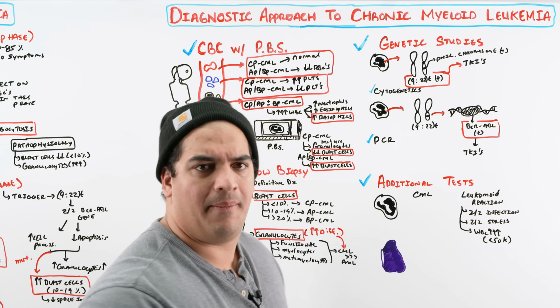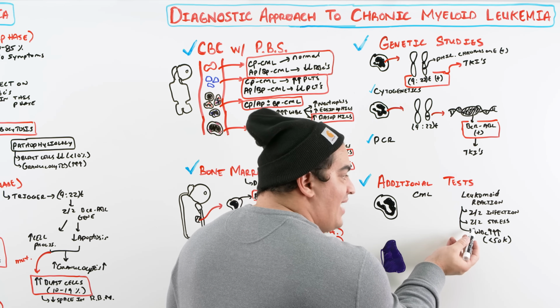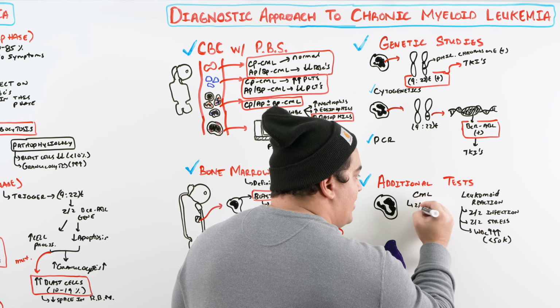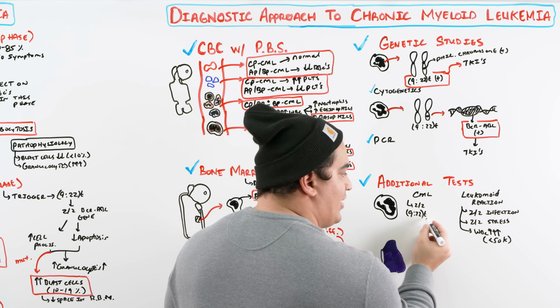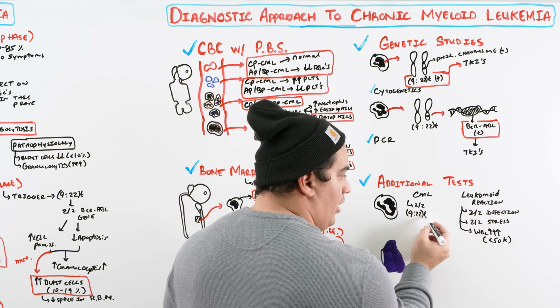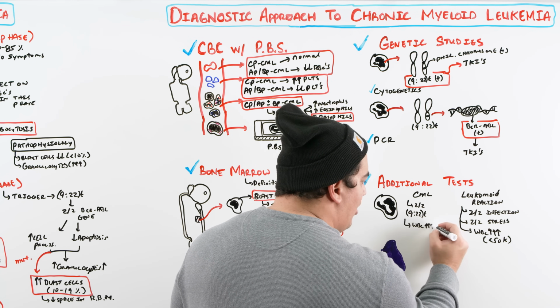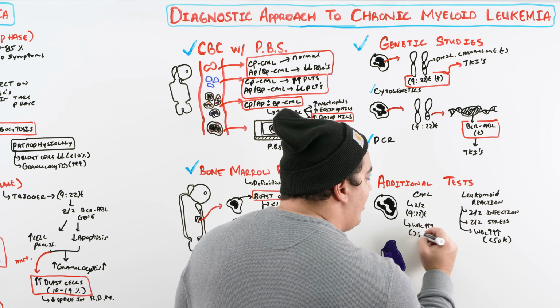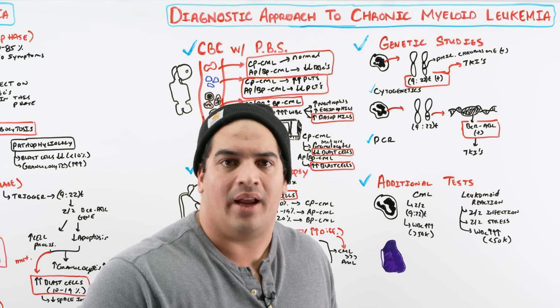That's one particular thing. With CML, it's not secondary to an infection. It's not secondary to stress. It's usually secondary to a 9;22 translocation that's causing a malignancy to occur. And their white blood cell counts are very high, often greater than 50,000. So that's one helpful thing.